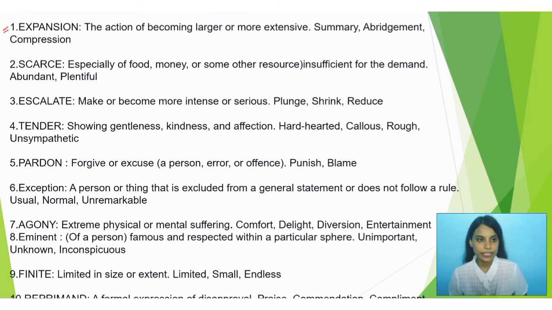There are some other antonyms for this section, that is expansion, which means the action of becoming larger or more extensive, you can say, and the opposite of which is summary or abridgment or compression. The next one is scarce, and it means especially for food, for money, or for some other resources, that there is insufficient for the demand, and the opposite of scarce is abundant or plentiful.